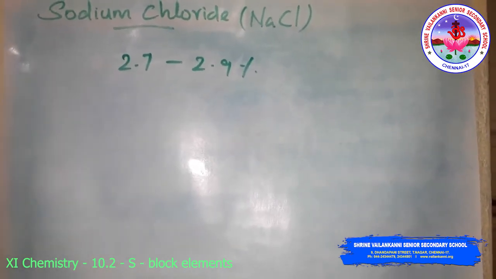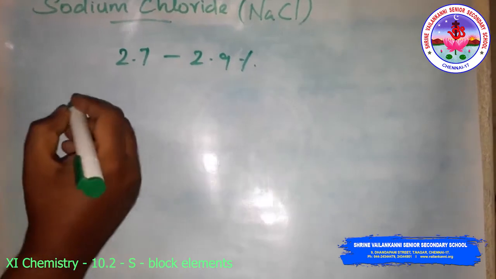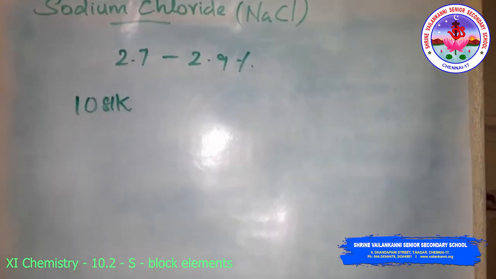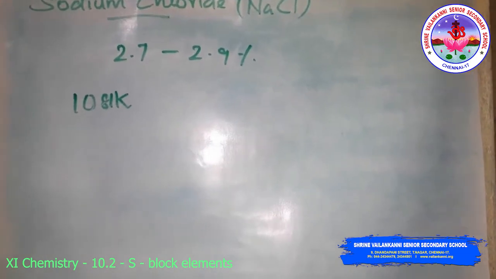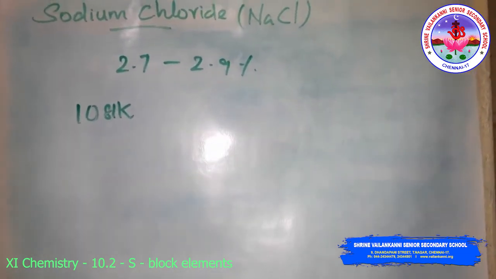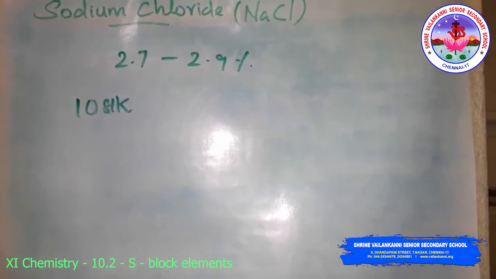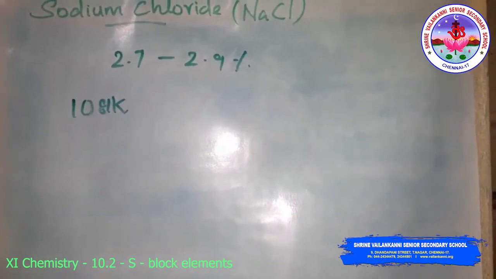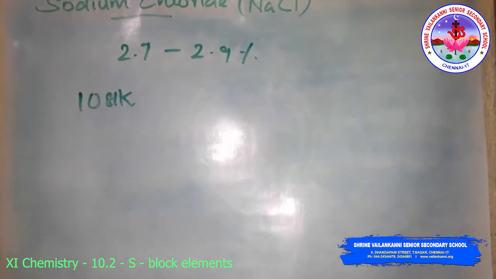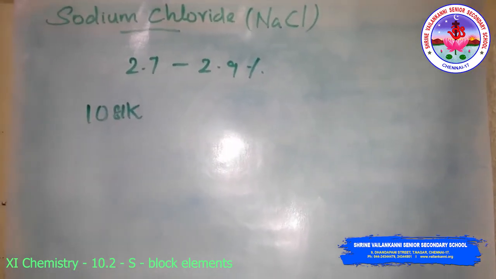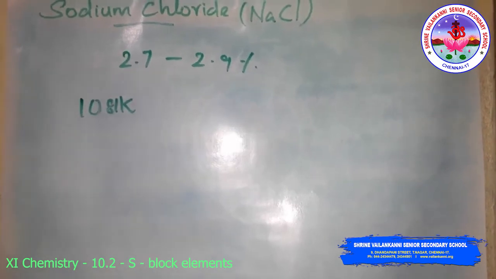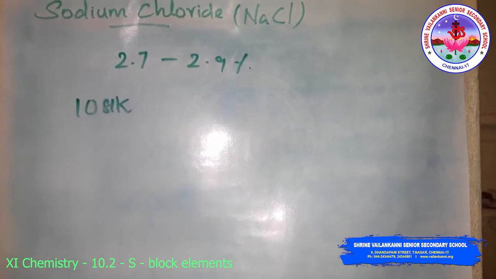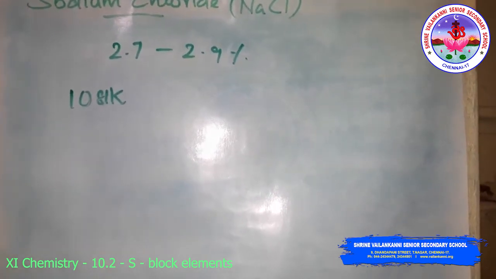Generally, sodium chloride melts at 1081 Kelvin, and the solubility is 36 gram in 100 gram of water at 273 Kelvin. The solubility does not increase appreciably with an increase in temperature. As for uses, we already know the common salt, that is table salt, is used for domestic purposes and for the preparation of sodium hydroxide and sodium carbonate.